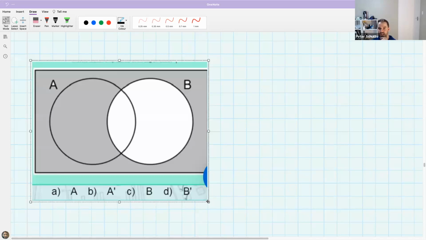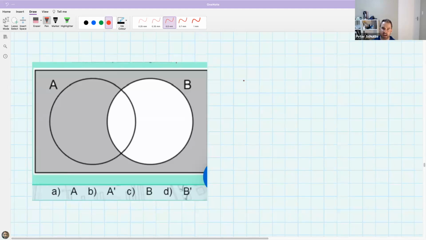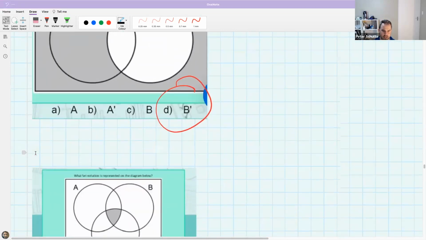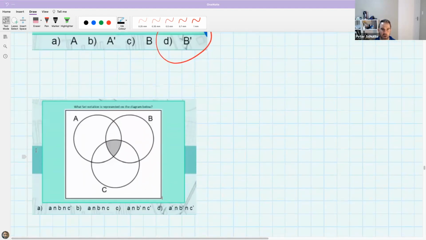Now, it's basically saying everything that isn't in B. And the way we would describe that is B dash, or the complement of B. And so it would be D. Okay, so you've got this. This is good to see. What about this one?